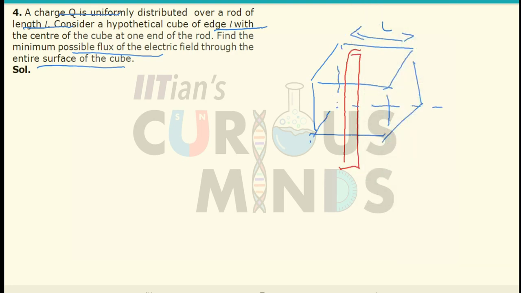Suppose this surface is ABCD and the surface at the bottom is EFGH. Now when the rod passes perpendicular to ABCD, it will pass perpendicular to EFGH. So in this particular case, we consider the minimum length of the rod. The total length of the rod is given as L. The minimum length of the rod inside is given as S.